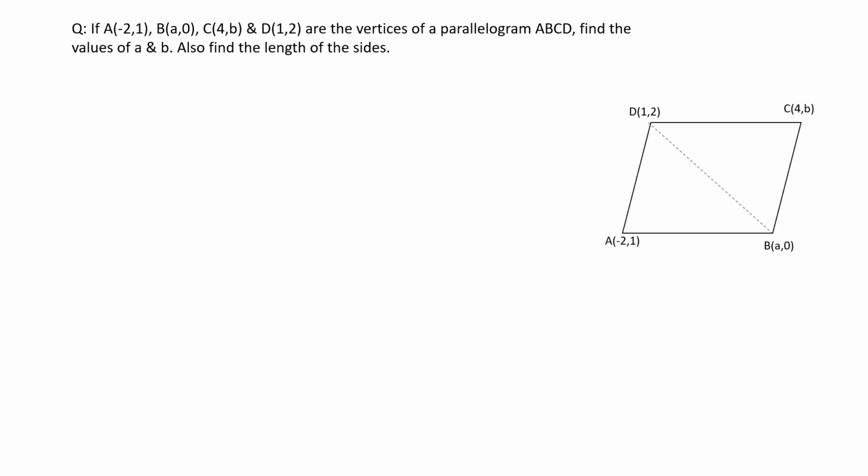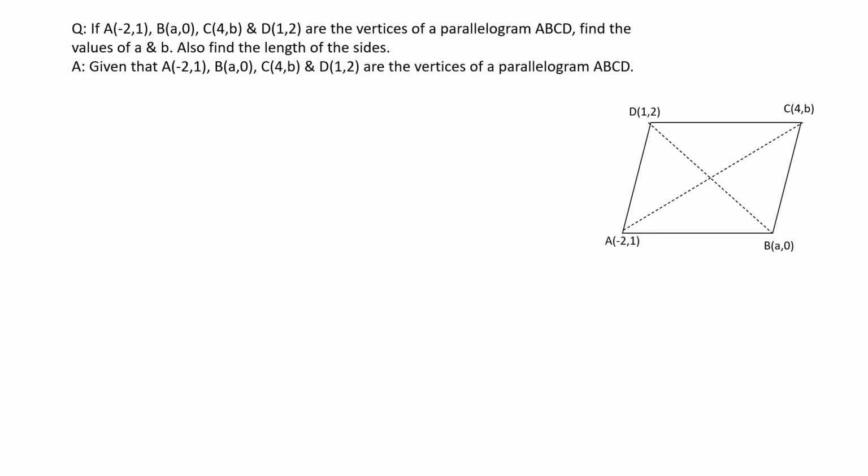If A(minus 2, 1), B(a, 0), C(4, b), and D(1, 2) are the vertices of a parallelogram ABCD, find the values of a and b. Also find the length of the sides. Now given that A(minus 2, 1), B(a, 0), C(4, b), and D(1, 2) are the vertices of parallelogram ABCD.